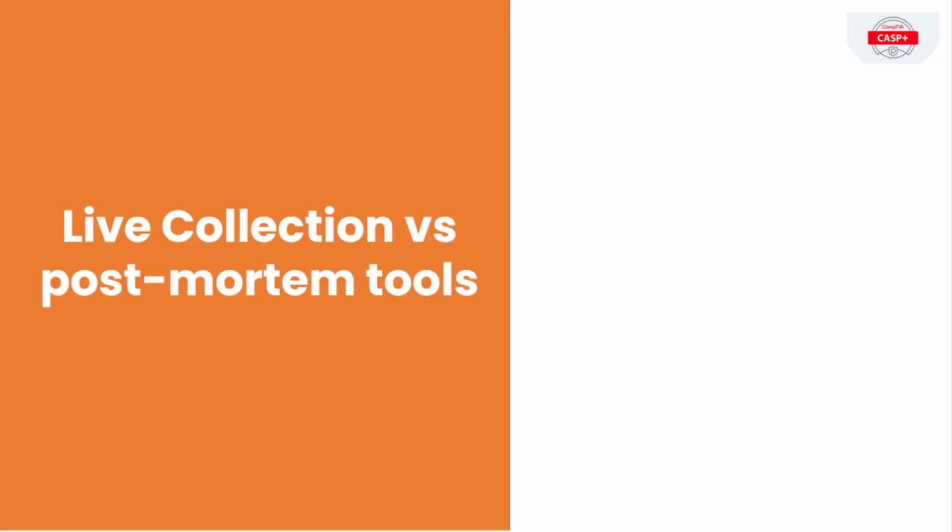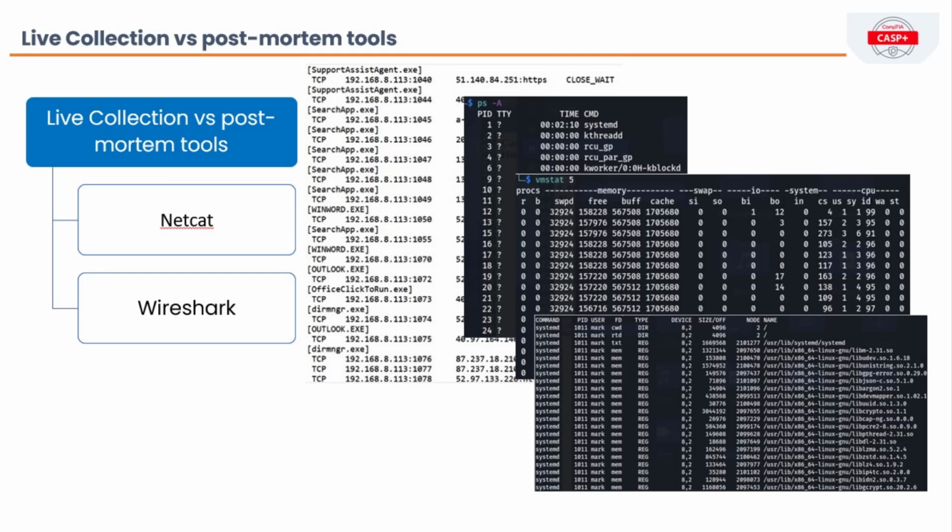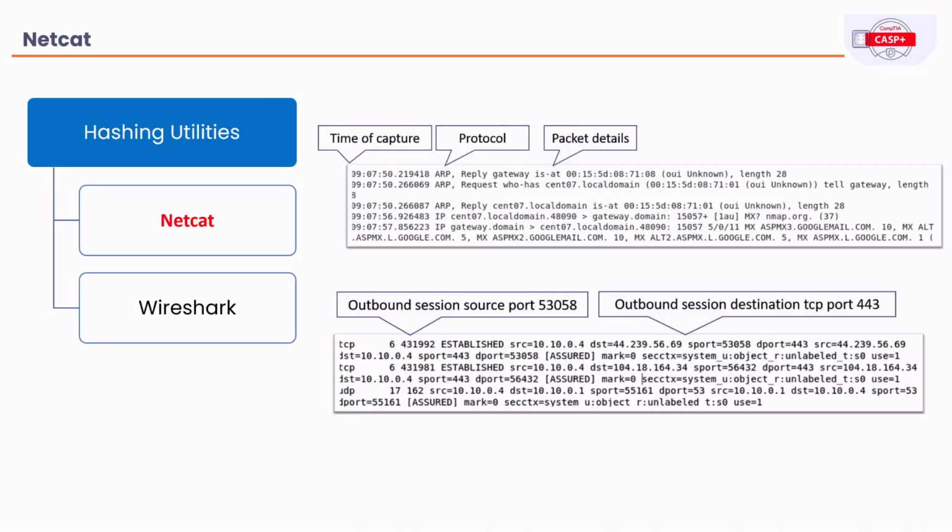Let's talk about live collections versus post-mortem tools. To capture information that will be lost or overwritten, we must strictly adhere to the order of volatility criteria during forensic analysis. Now, after the data has been logged or recorded, we can use a variety of tools to evaluate and investigate it. Here are some popular utilities.